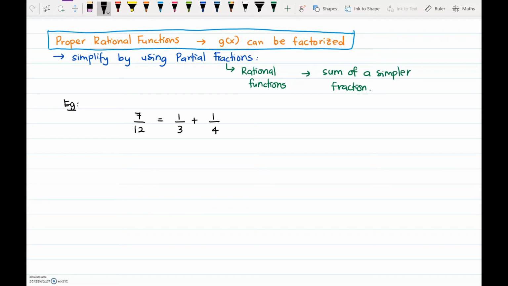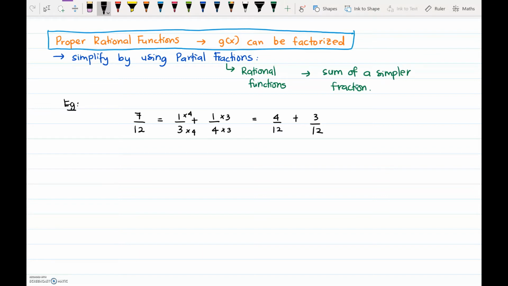If you write it in the form of a fraction, you multiply this one by 4 and this one by 3, and then you will get 4 over 12 plus 3 over 12. This is also what we call simpler fractions. That means from a fraction, you can factor it and express it in the form of a sum of simpler fractions. This is the example in numbers.